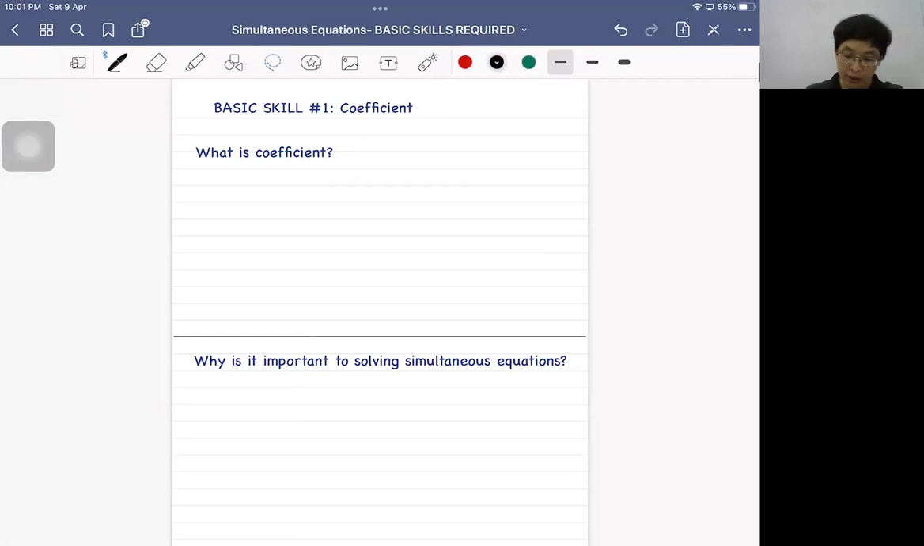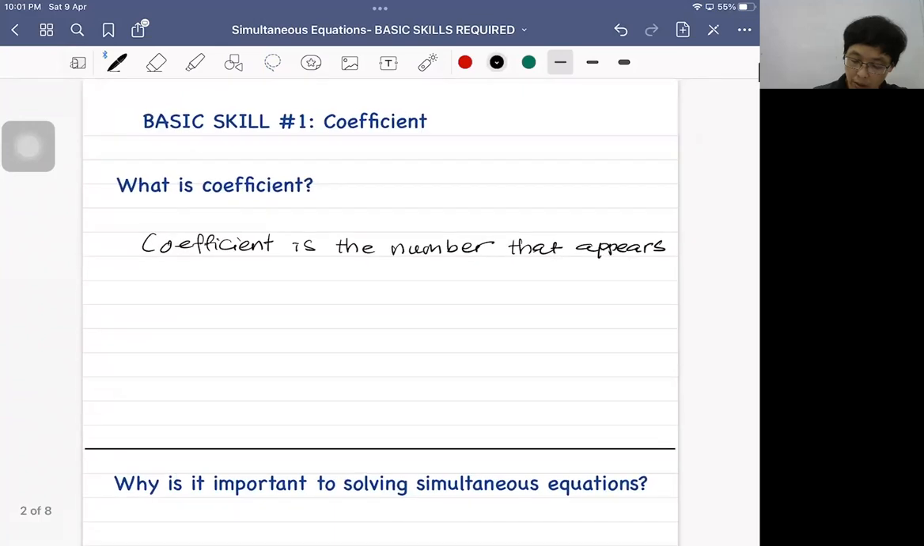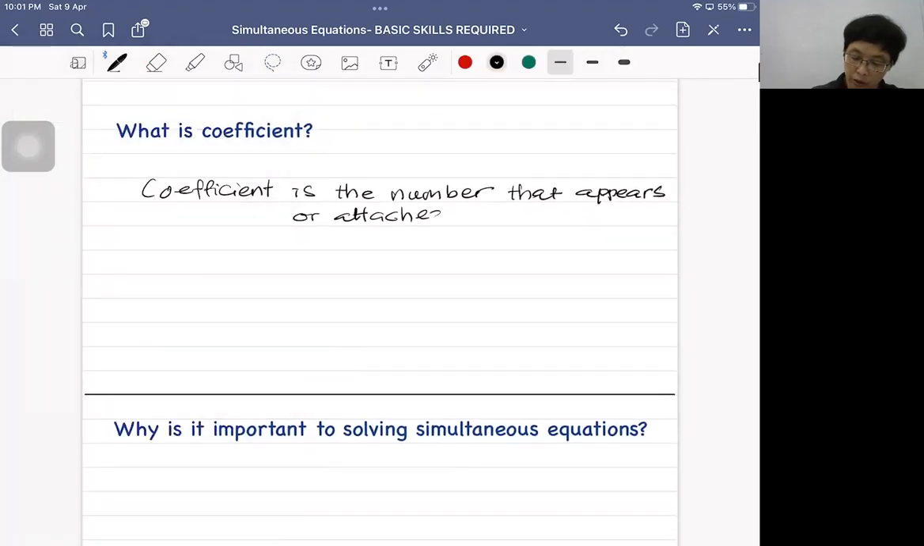So I'm going to put this into writing. A coefficient is actually the number that appears or attaches to an alphabet letter, in maths, all right?